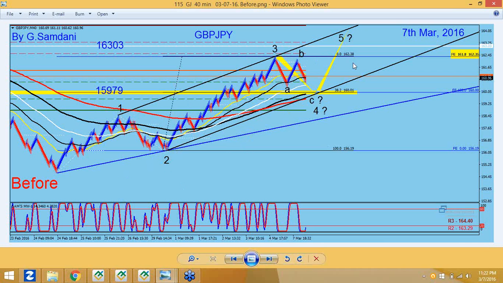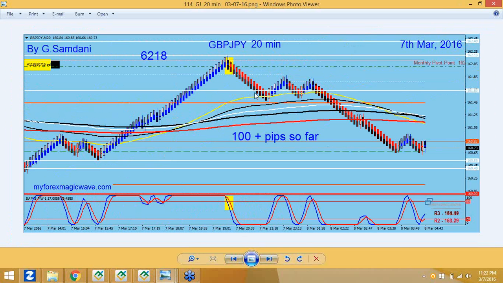So after wave B finished, prices started dropping, and I got in, and this is my trade. I closed it already, more than 100 pips, easy peasy. Like I said, if you understand.